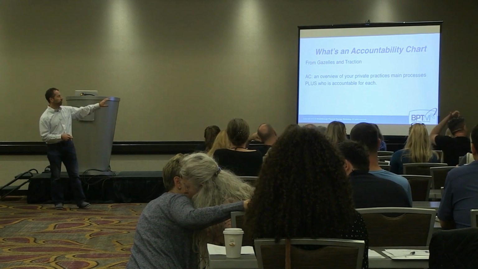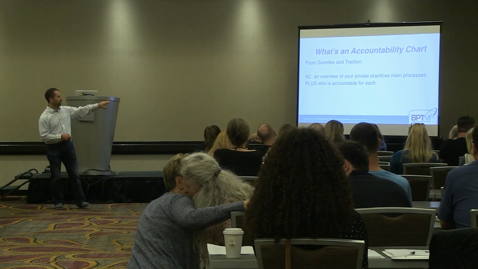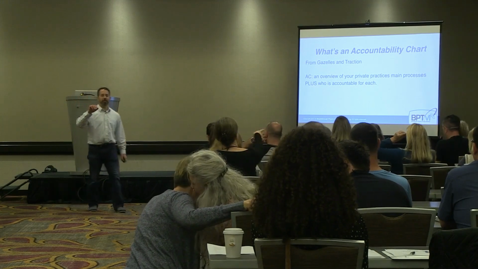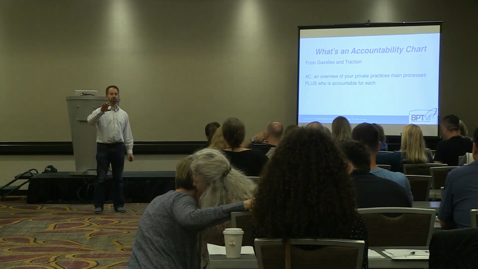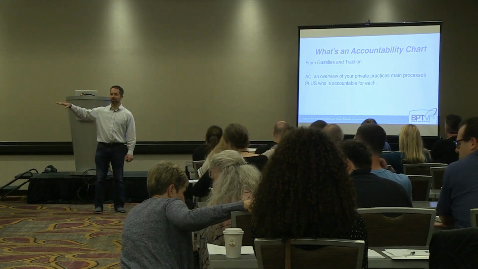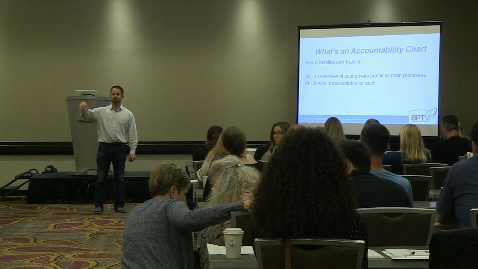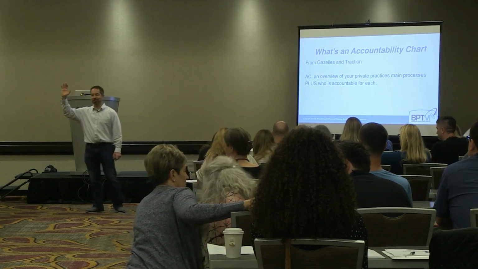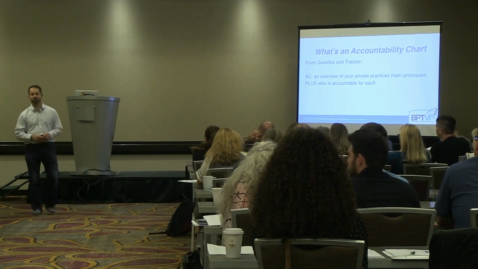So it's from the Gino Wickman work and also Verne Harnish. An accountability chart is an overview of your private practice's main processes plus who is accountable for each. So who remembers when we were in Chicago, and I think a couple of you might have been in the room, and we had 6 owners up front, and we had somebody that was doing receptionist, external marketing, treatment, all that fun stuff across the board, right? Anybody remember that? Okay, 2, awesome. For time's sake, I'm going to go through this for you really quick.